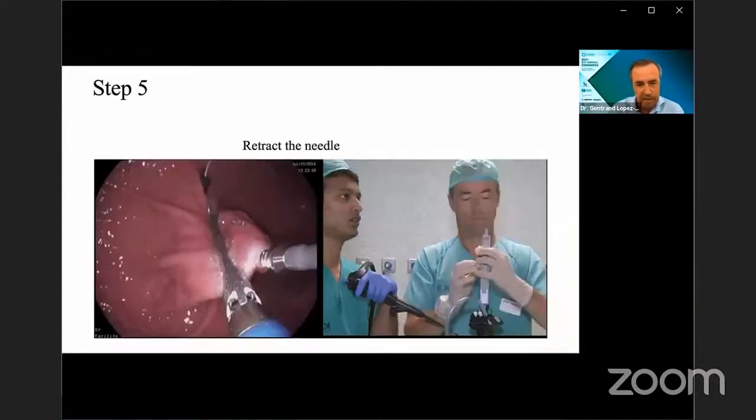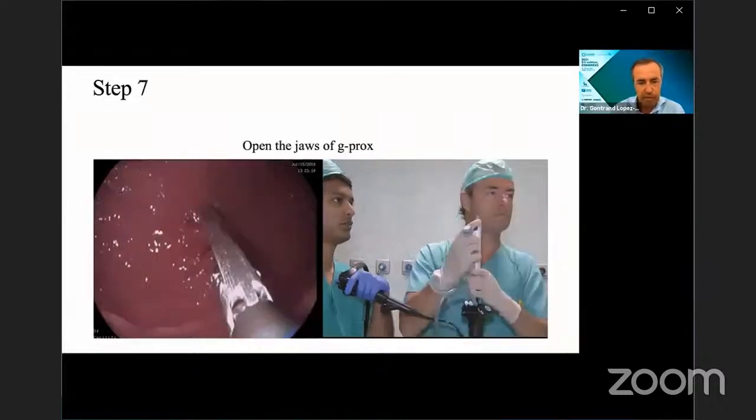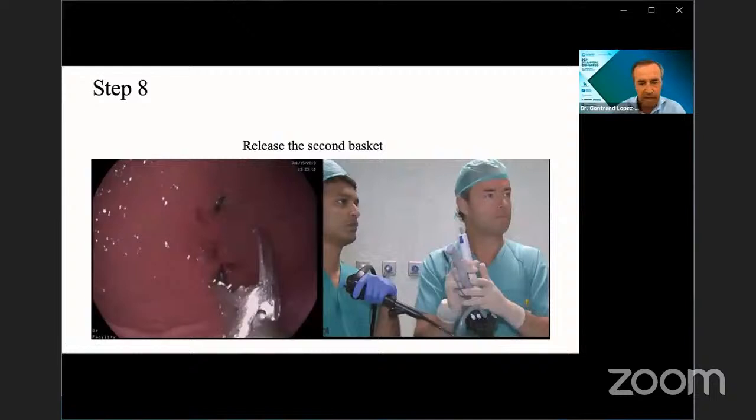We retract the needle. Here you can see in the endoscopic view already one of the baskets. We retract the needle. We don't see the needle anymore in the endoscopic view. Then we remove the helix. Then we remove the grasper and open the jaws. And we release the second basket.